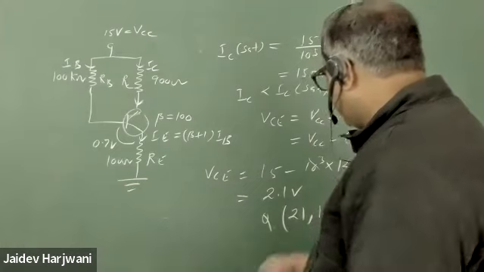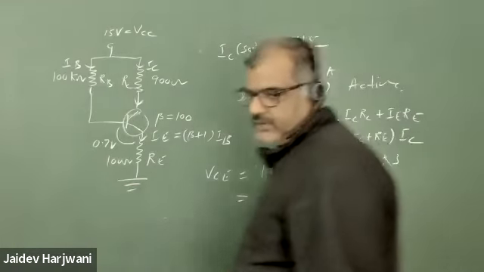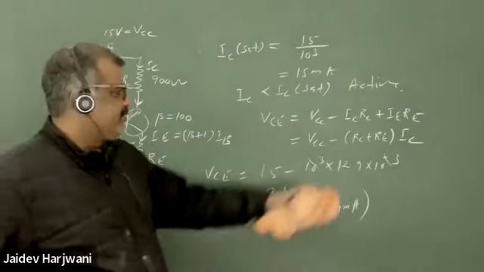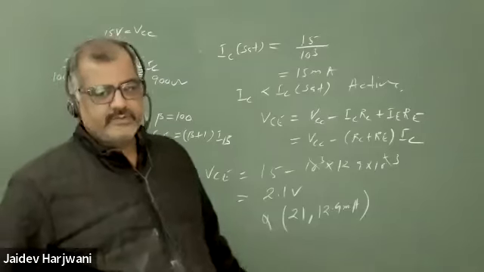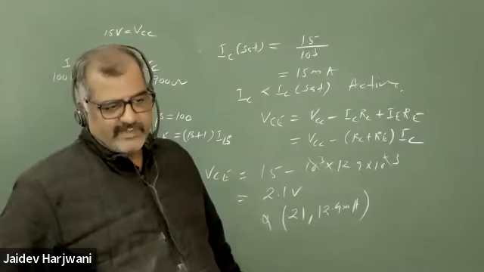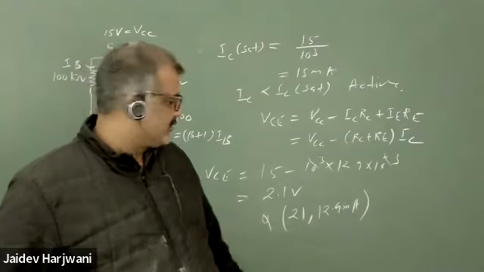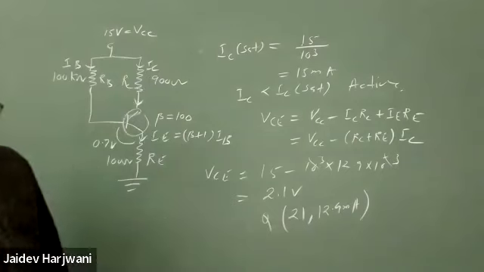If you want to be more exact, you can put the IE value also, no issue. You know IC, you know IB. You can put IE equal to IC plus IB, times RE, instead of doing the approximation. So this will come slightly less, about 2 volts. I hope this method is clear.